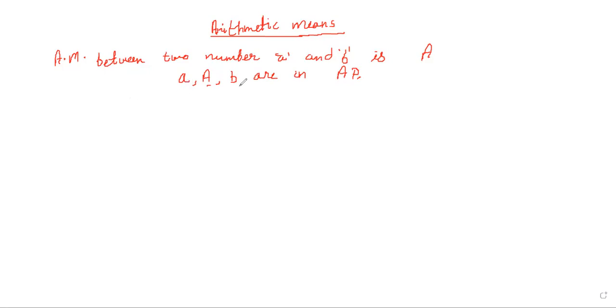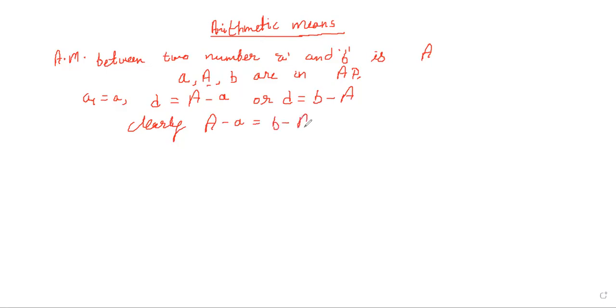First term is a, and common difference is capital A minus small a, or we can also write small b minus capital A. Clearly, they will be equal. Means capital A minus small a equals small b minus capital A. Now we have to find the value of capital A, that is arithmetic mean. We assume that arithmetic mean is capital A.